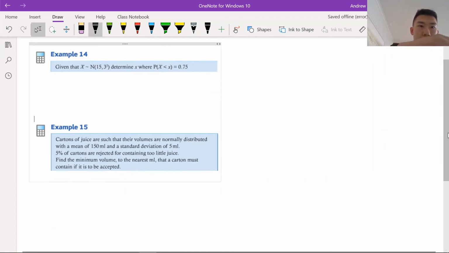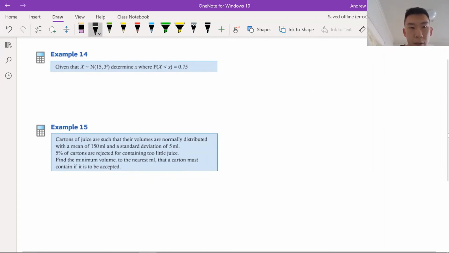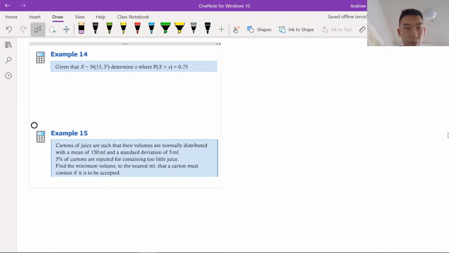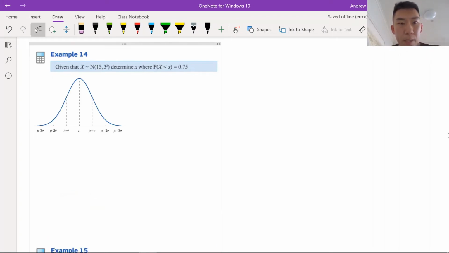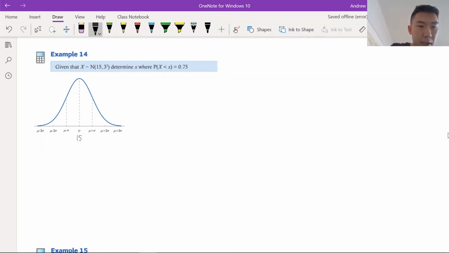Okay, so now we no longer have a standardized normal distribution. Let's see how we can do this. Given that we have a normal distribution with a mean of 15 and a standard deviation of 3, determine x, where the probability of getting less than x is 0.75. Right, so let's label our graph. So the mean is now 15. Standard deviation is 3, so we can probably just do these quickly.